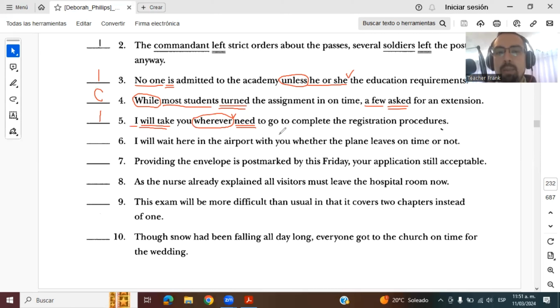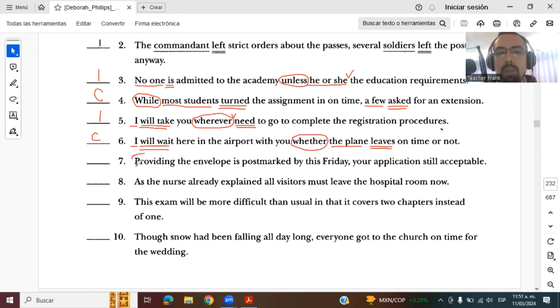Okay, let's look at number 6. I will wait here in the airport with you, whether the plane leaves on time or not. Okay, so will wait, who or what will wait? I. Whether is my connector. And then we have leaves, the plane leaves. Who or what leaves? The plane. Yeah, it has all the elements, so it's going to be correct. Number 6 is correct, yes.